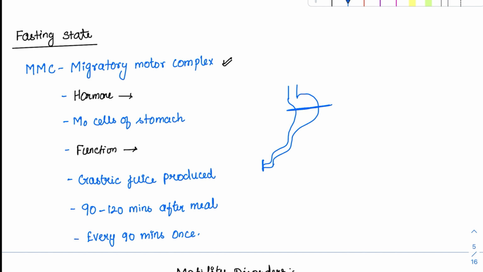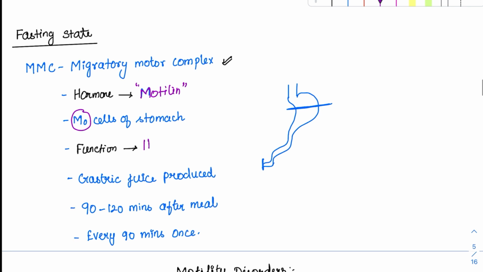So what happens here? One important hormone is involved, which is called motilin. This motilin is the one which is creating this kind of movement. It is produced by the MO cells of the stomach. These MO cells of the stomach are doing this kind of motility. These are minute contractions in the GIT which propel the food remnants from the stomach during a fasting state. What is the function?